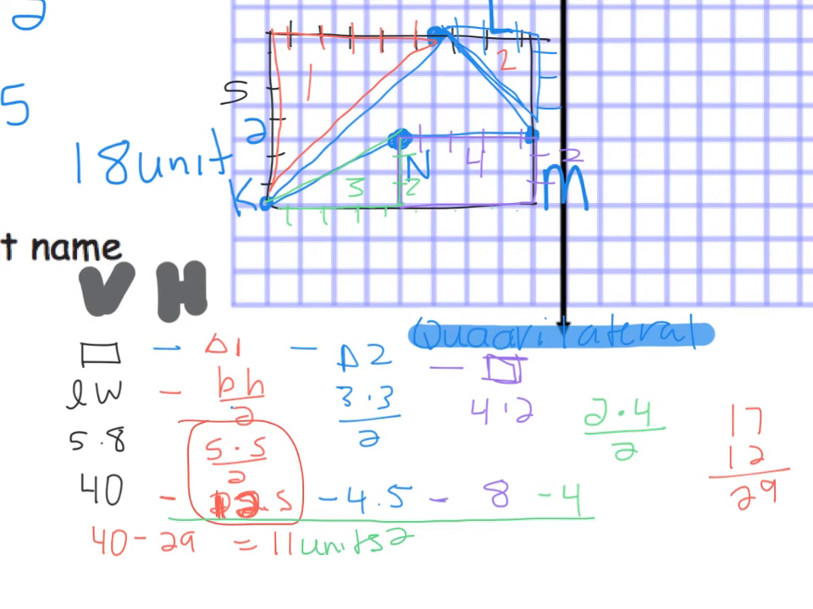Okay, so this time we couldn't break it into easy pieces, so just to recap, we put a rectangle all the way around, and then the pieces that were not part of it, we took off. So we took this piece off, and then we took this piece off, and then we took this piece off, and then we took this piece off. So we were left with the area of the original shape.